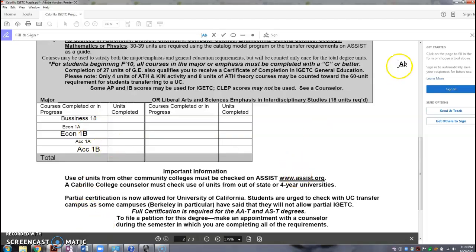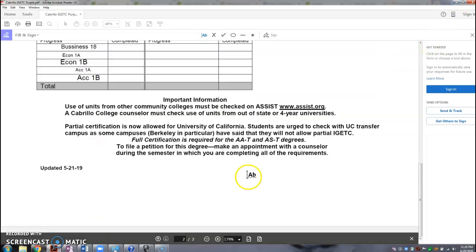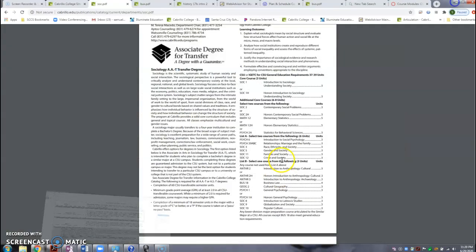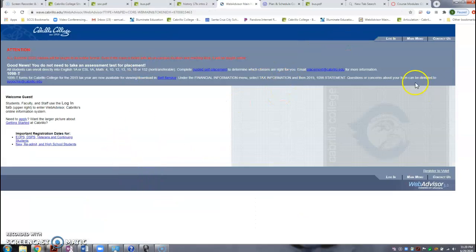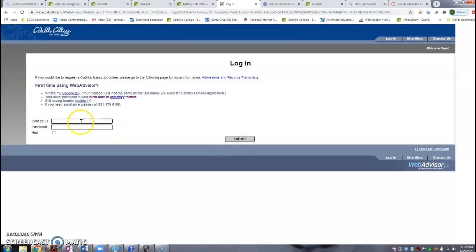You're going to fill this out here. Okay? So now that you're done with that, here's the next step. Now that you have that filled out, the way that you're going to turn in your assignment is this way. You go into Web Advisor. So you don't have to watch that video that has that how to put in your courses.